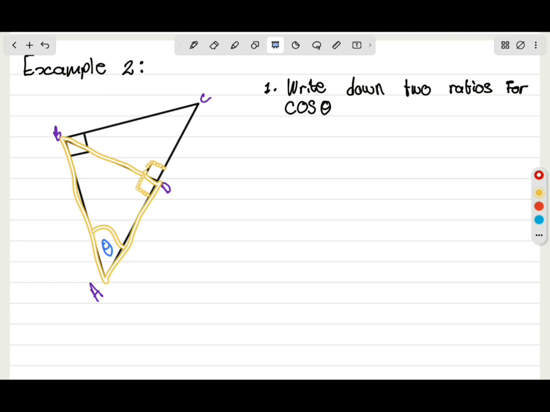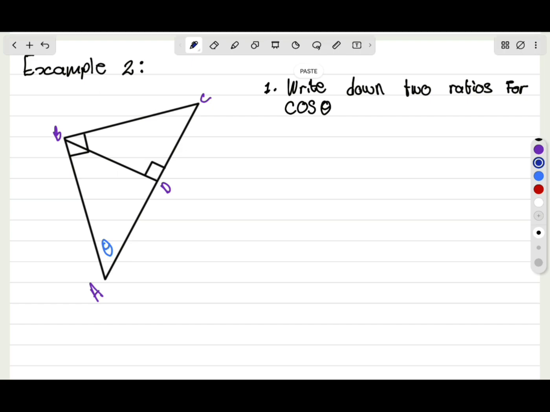The second triangle that theta is found in is actually this triangle right here, the big one, the big triangle with its 90 degrees. So we found theta in two triangles, so we'll be able to write down two ratios for cos of theta. So let's just apply it, okay?